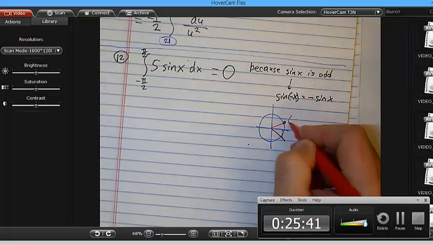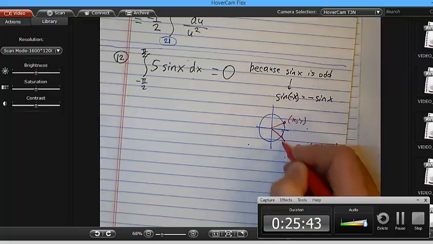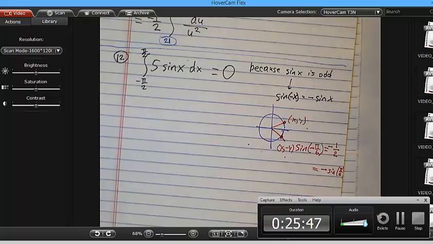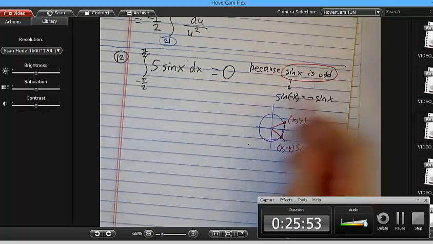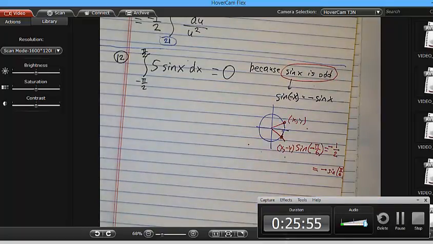If this coordinate is x comma y, you could say that this coordinate is x comma minus y. That's the point. So once you know that sine is odd, then my rule says the answer is 0. That's beautiful.